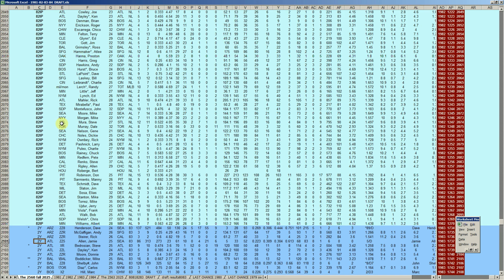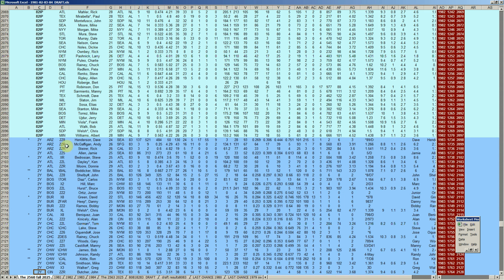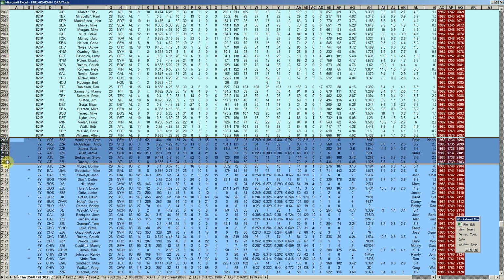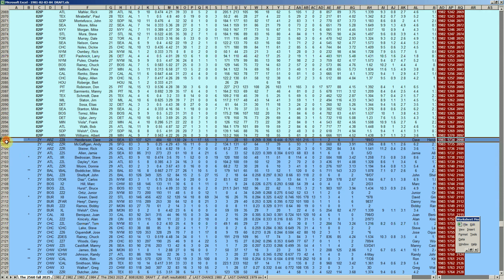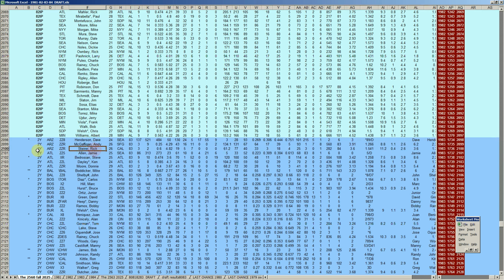Then the next list is a critical list. This is the third year players in their second year of their rookie contract. So again, for Arizona, you see these three players here. They did not take these players a year ago. They are Dave Henderson, Andy McGaffigan, Ricky Sturr.